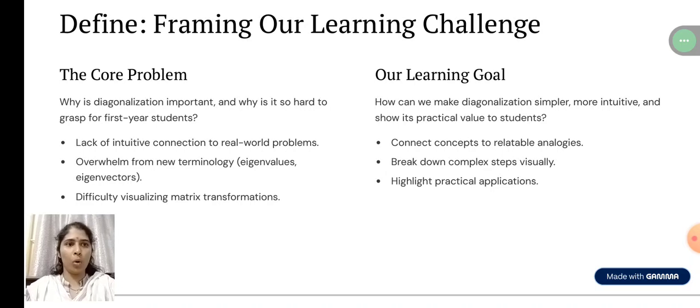Next is our learning goals. How can we make diagonalization simpler, more intuitive, and show its practical value to students? First, we can connect concepts to relatable analogies, so let us connect this with real life applications. Next, let us break down the complex steps, explaining each and every step clearly to make students understand the concept. Next, highlight the practical applications. When we highlight the applications of each topic, students will be able to grasp it easily.